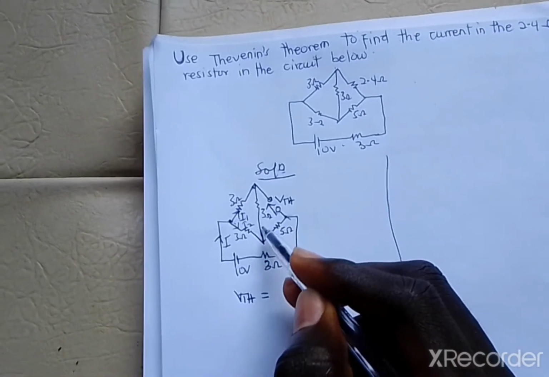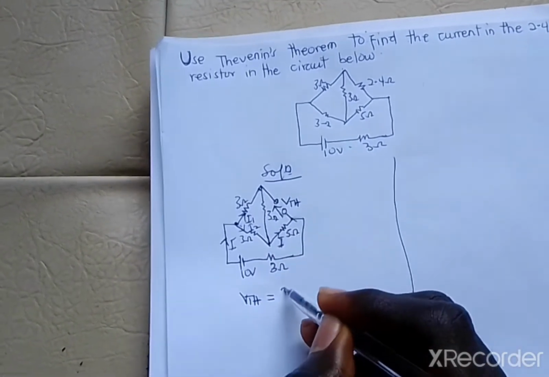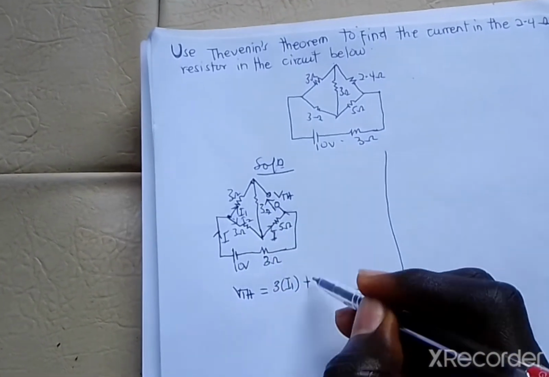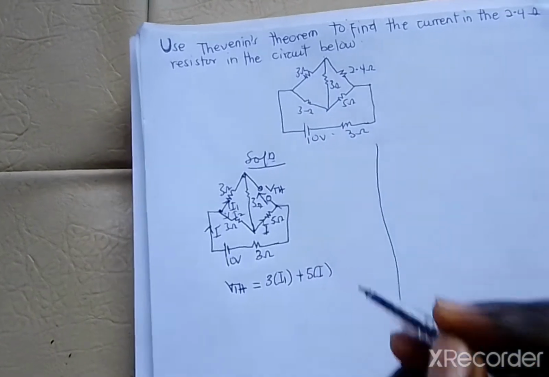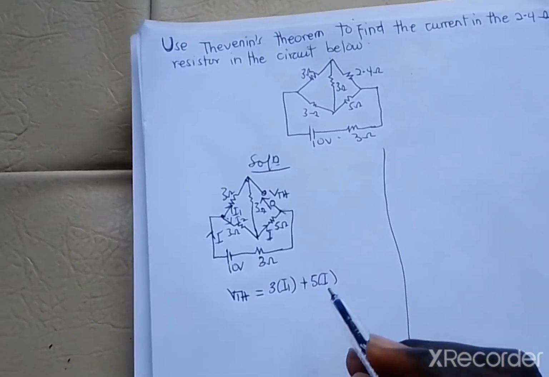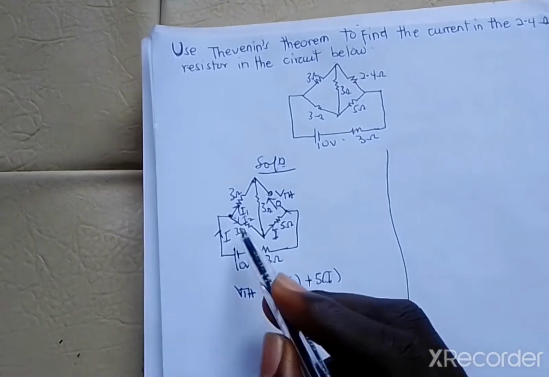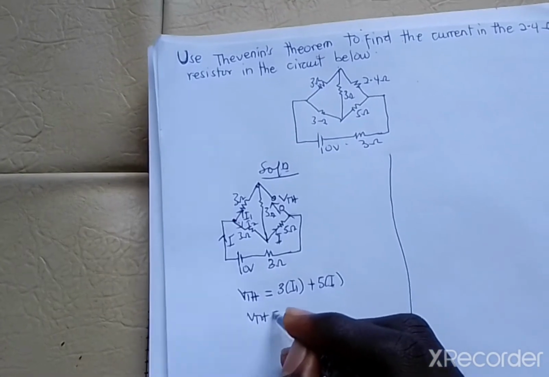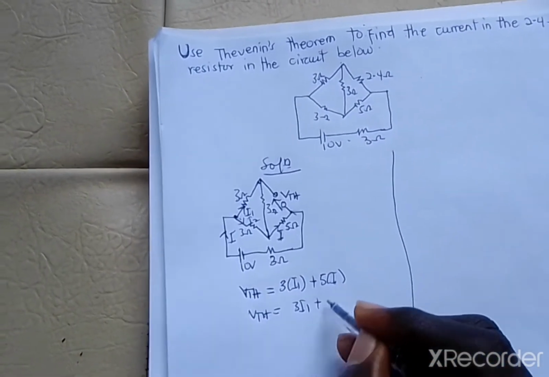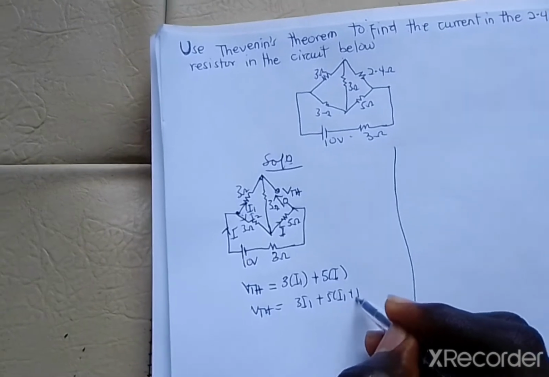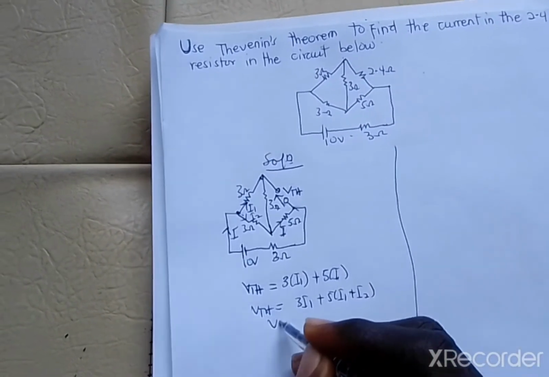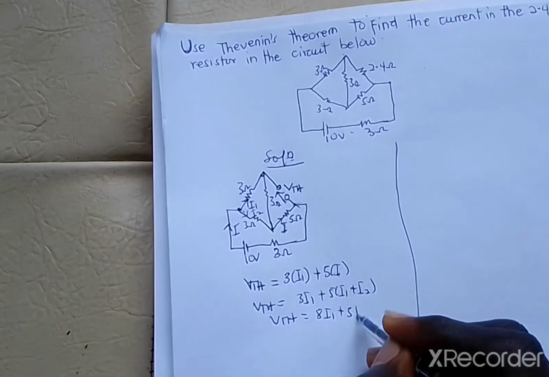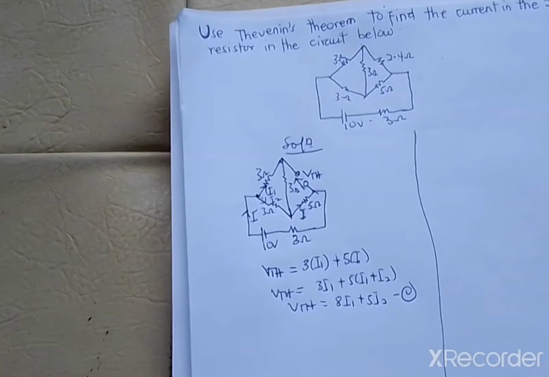So what will be the current through the 3 ohm? That will be the I1. We are going to get 3 multiplied by I1 plus, since it is following the same direction, 5 multiplied by I. We can simplify the I here, because I is the same as I1 plus I2 from the KCL. So VTH is equal to 3I1 plus 5 open bracket I1 plus I2. So VTH will be equal to 8I1 plus 5I2. Let's put this one there.